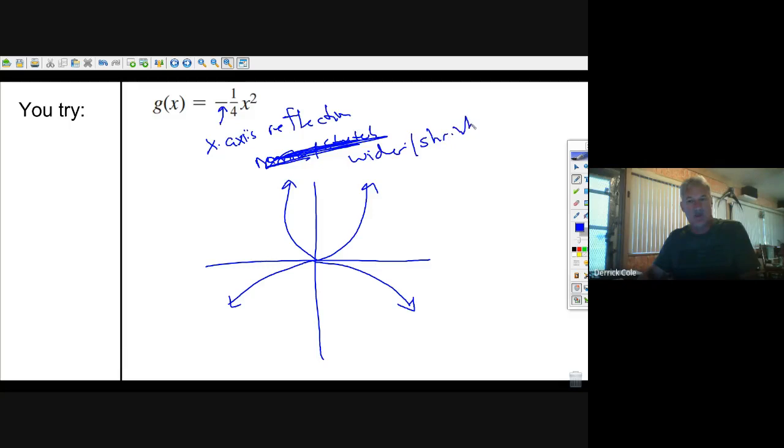How many of you caught that? All right. It's less than 1. 1/4 is less than 1. So it's going to be wider, which is a shrink, which is what this is. I drew it right. I just said it wrong. I apologize. I'm an idiot. All right.